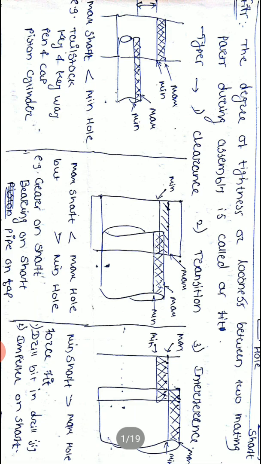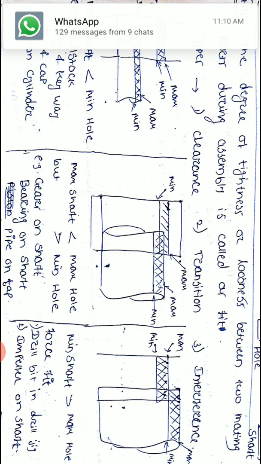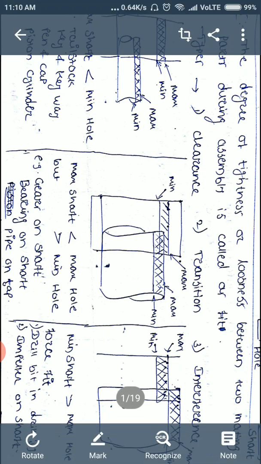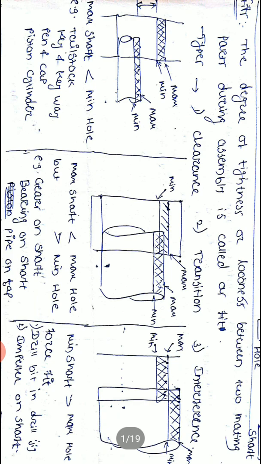Next one is interference fit. In interference fit, the minimum limit of the shaft is greater than the maximum limit of the hole. It is also called a force fit. If we see the third diagram, the minimum limit of the shaft is greater than the maximum limit of the hole. Examples are drill bit in drill jig, and impeller on shaft. So these are the three types of fits, and according to the application, the types of fits are used.